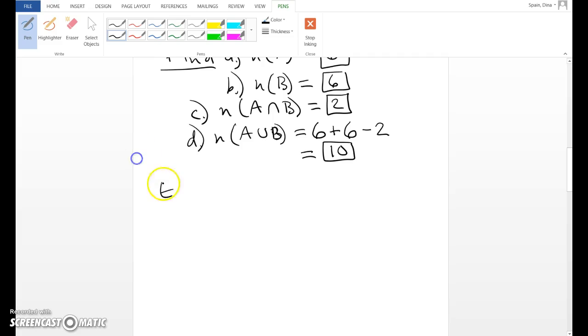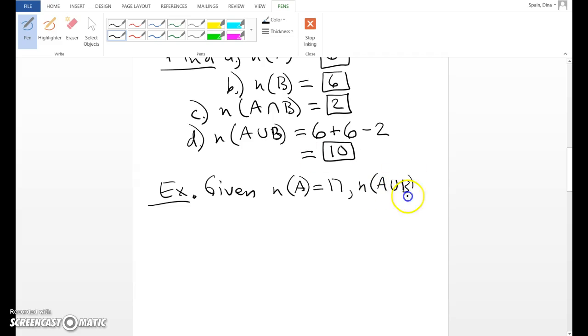Okay, let's try this one. Here we're going to be given some different information. They just flat out give us the number that's in A is 17. They give us the number that's in the union of the two sets, A union B is 40. They also give us the number that's in the intersection. It's 5. So what we have to do is find the number that's in B.